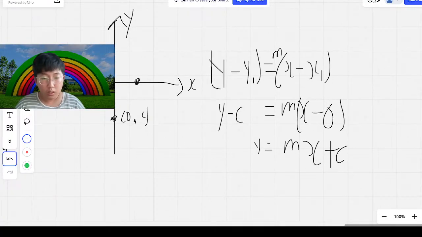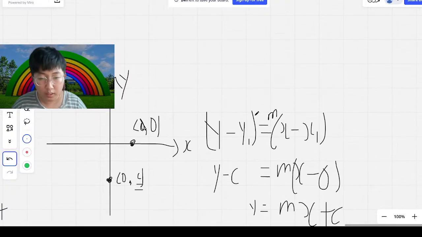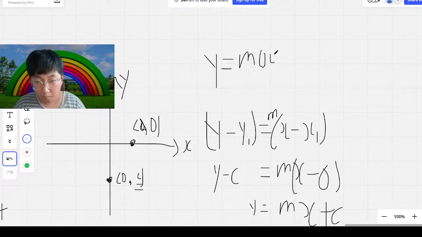So now it's very simple. You just need to know the gradient, and you just need to know what c, which is the y-intercept, is. What if we had this point instead? Let's say we call this a comma 0 instead. Let's plug it into this formula again. Now this time y1 is equal to 0. y is equal to m of x minus a, which is mx minus am.